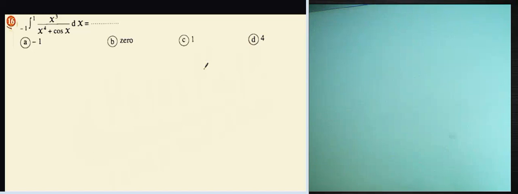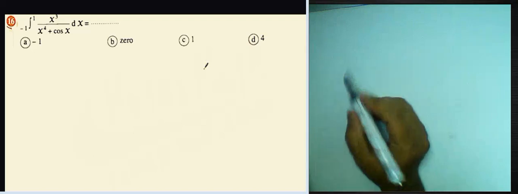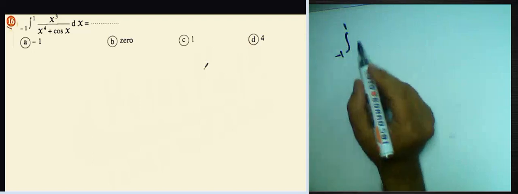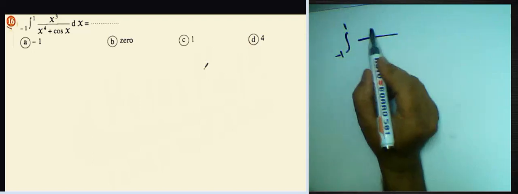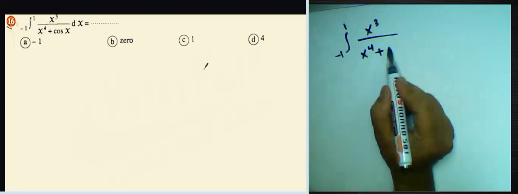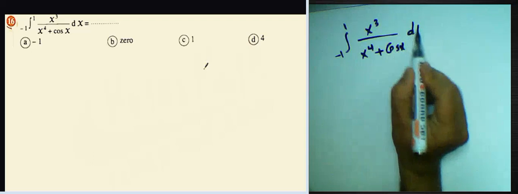Today we complete a lot of questions about integration, definite integration part 2, okay? Look at here, in this example, we want to find the integration from -1 to 1 of the function x power 3 over x power 4 plus cosine x dx.